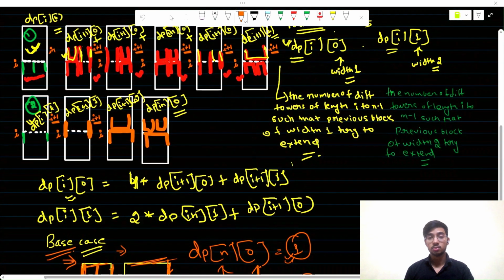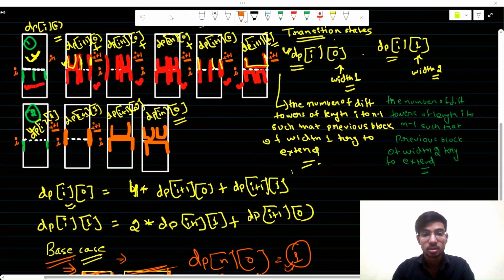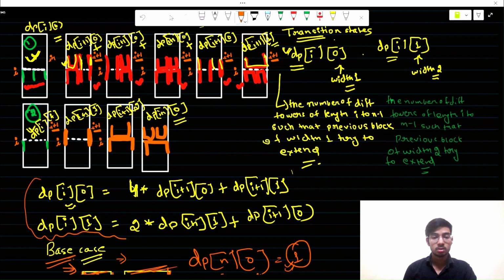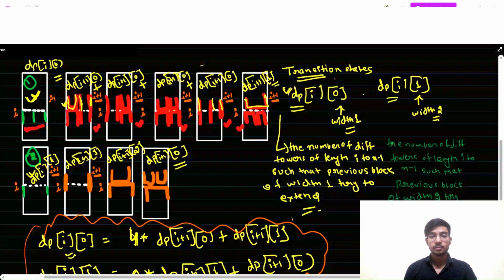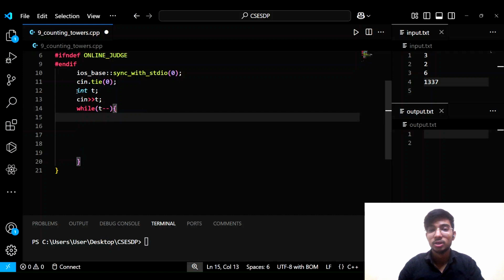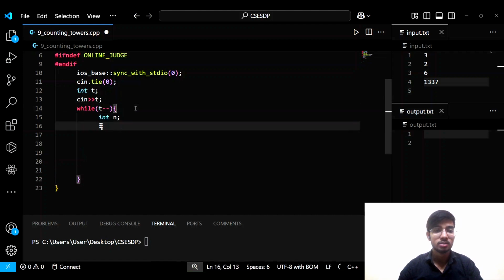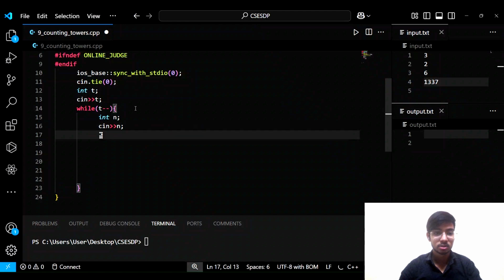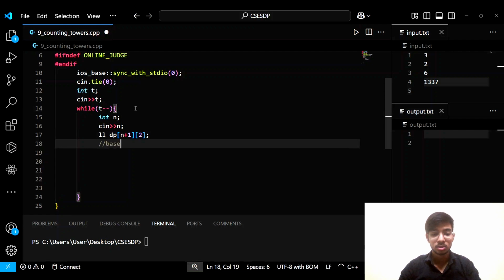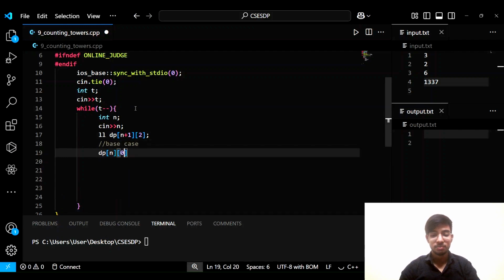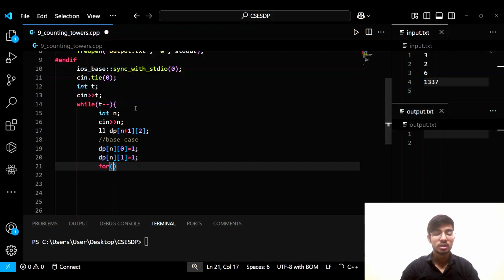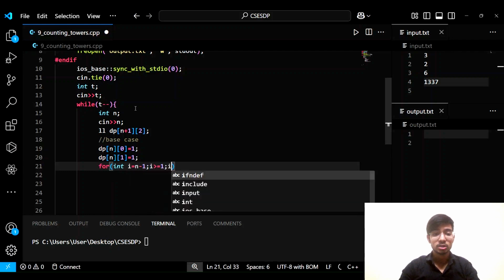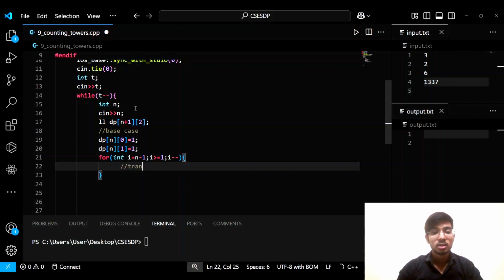I hope you understood how we formulated the transitions. So let's try to code it. We have t number of test cases. n is the length of the tower, take the input. Define the dp vector of type long, size n plus 1 by 2. Then define the base case: dp of n, 0 equals 1, dp of n, 1 equals 1. Then traverse from i equals n minus 1 to i greater than or equal to 1, i minus minus. Then we have to do the transition.